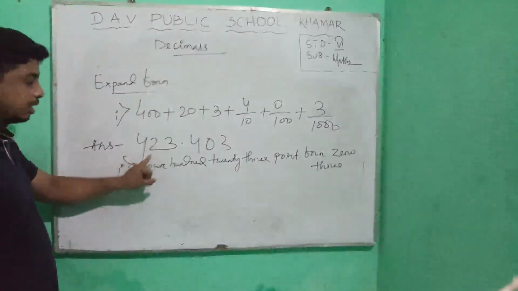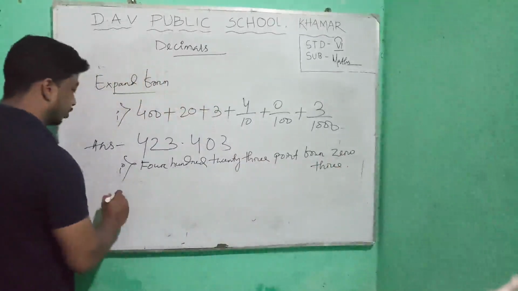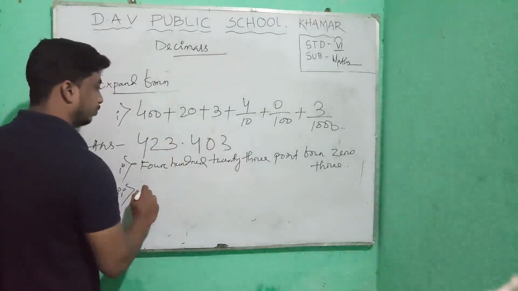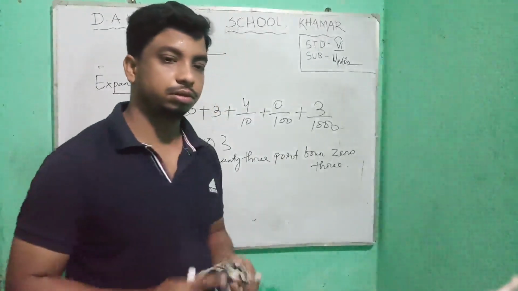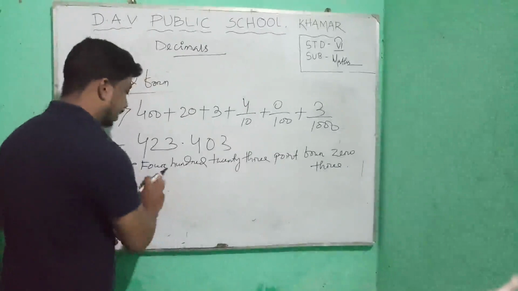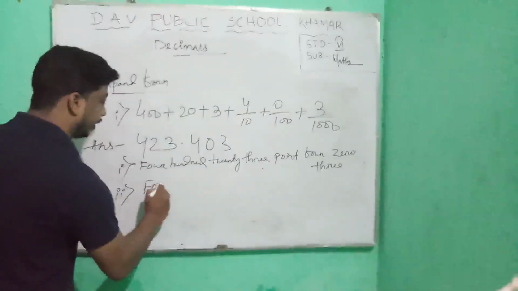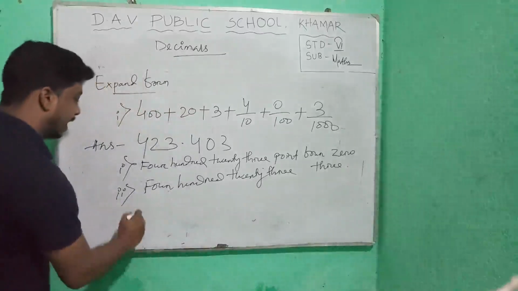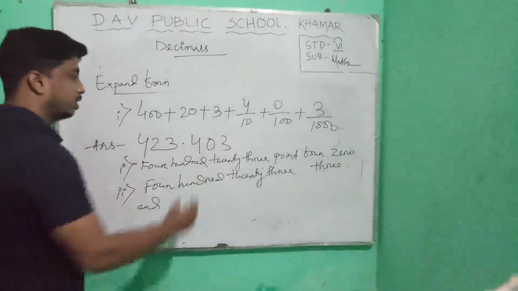Okay, so here is the number. We can write the decimal number in one way. What form? That is 423.403. Is the one way. And the another way is in words, four hundred twenty-three, and so on. So you know, one form is 423.403, another is 423 and 403 thousandths, because there are three places.